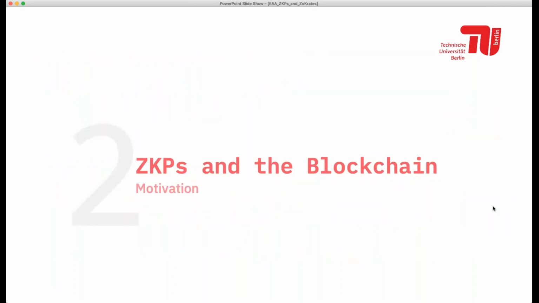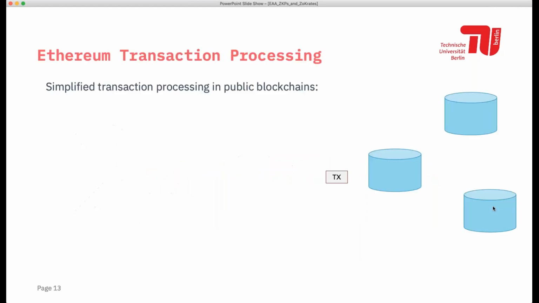So zero-knowledge proofs and the blockchain, why are they important? To understand why they're important, let's first look at how transactions are processed in Ethereum, and we'll simplify the description just a little bit so we focus on the important parts here.